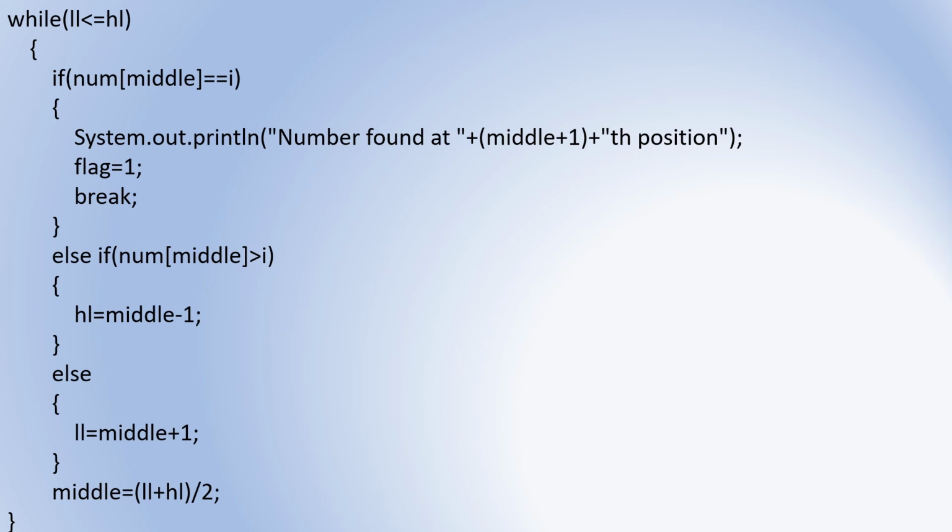As I have already told you, binary search will work till the value of the lower limit is less than or equal to the higher limit, and the easiest way to make sure of that is to use a while loop.